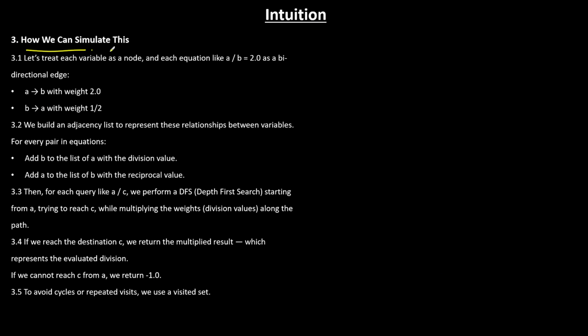Now, how can we simulate this? This is the important thing. Let's treat each variable as a node, which we did already, and each equation like A by B as a bidirectional edge. A to B is 2.0, B to A is 1 by 2.